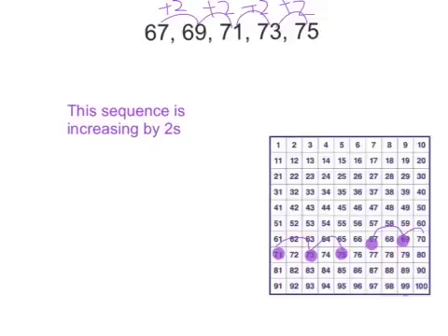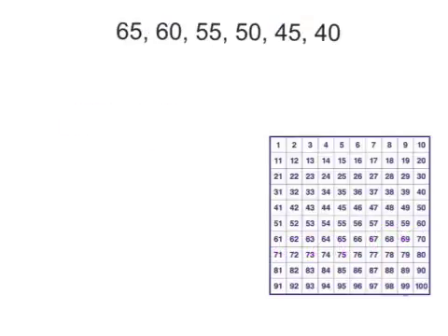Let's take a look at another number sequence and see if we can describe the pattern. Here's our sequence: 65, 60, 55, 50, 45, 40. Okay, so let's have a look at our number board. Over here, we started at 65 and then we went to 60. Oh, it's going backwards, so it's getting smaller, which means it's decreasing. Then it went to 55, 50, 45, 40.